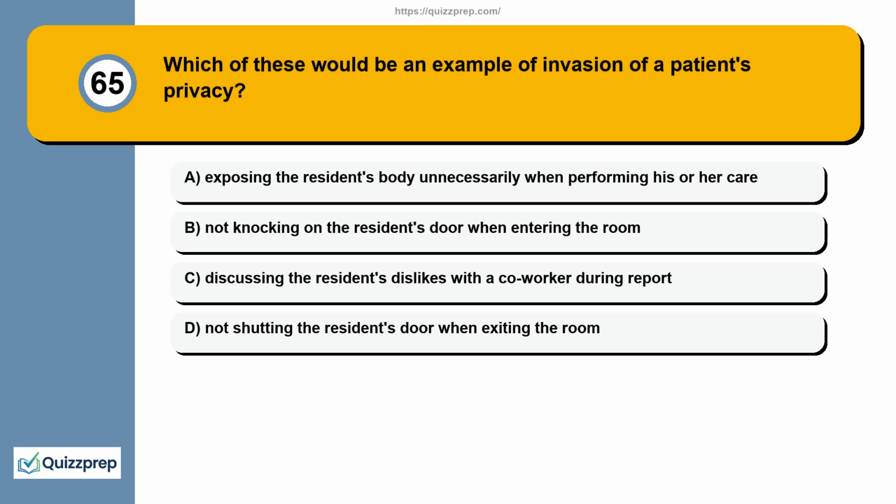Question 65. Which of these would be an example of invasion of a patient's privacy? Exposing the resident's body unnecessarily when performing his or her care, not knocking on the resident's door when entering the room, discussing the resident's dislikes with a coworker during report, not shutting the resident's door when exiting the room.